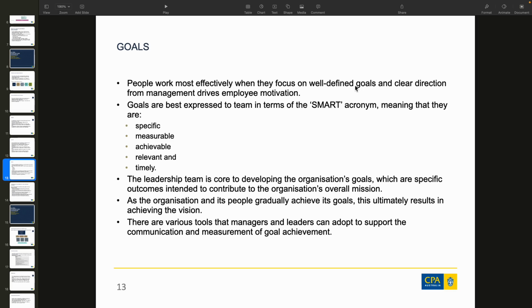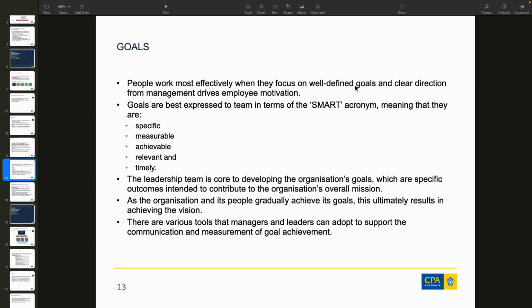And the leadership team brings the goal, okay, is to develop goals which are specific outcomes intended to give the mission. So there must be a clear outcome, like what you want to achieve and why you want to achieve it. As the organization's people gradually achieve its goals, ultimately the results will achieve the vision. So goals are smaller breakdowns of the mission, which is a breakdown of the vision. Got it? Now, there are various tools managers and leaders can adopt to support communication and measurement of goal achievement.